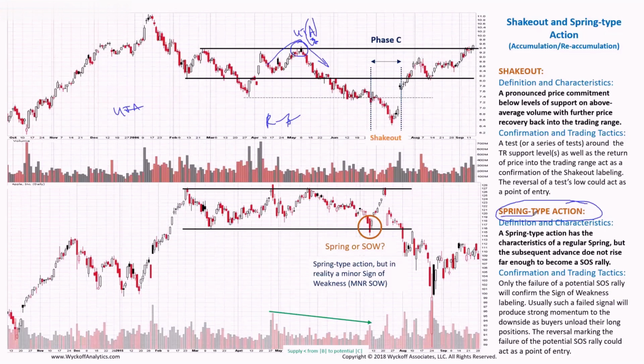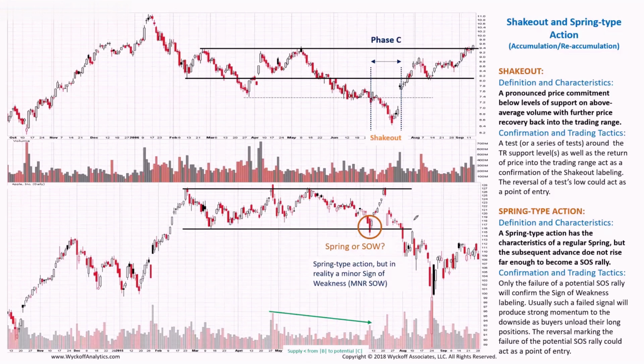The same with this spring. We could see in the distributional structure that in some instances a sign of weakness could be interpreted as a spring. It would have the same characteristics, where supply is diminishing going into the spring, where the commitment below the support is going to be just temporary, and just so perfect how it just springed like this and then came back the next day with the gap up.